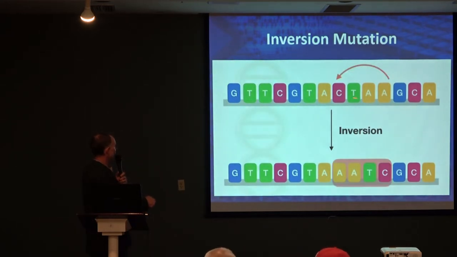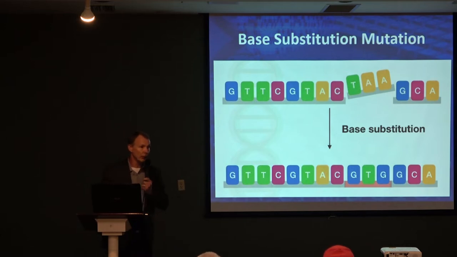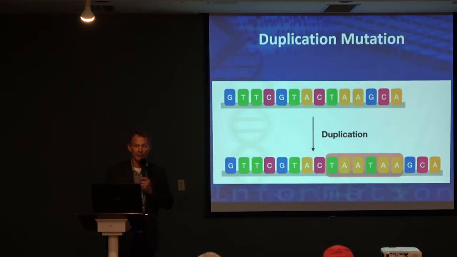Sometimes you get a string of these nucleotides that just flip end for end. And sometimes you get what's called a base substitution, where a number of these nucleotides are substituted for different types. Again, those are fairly minimal, but it does happen.